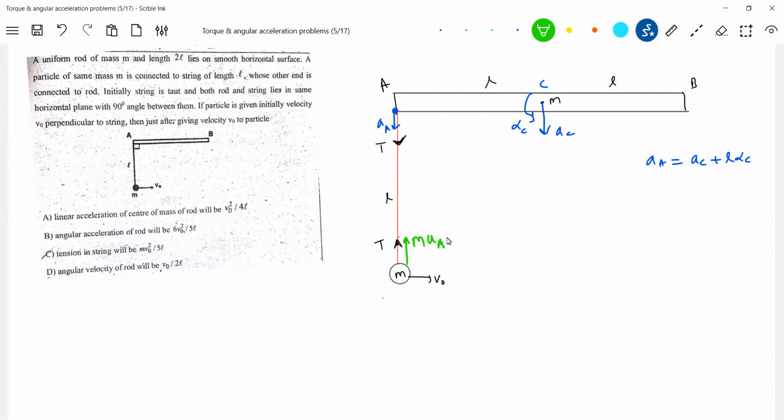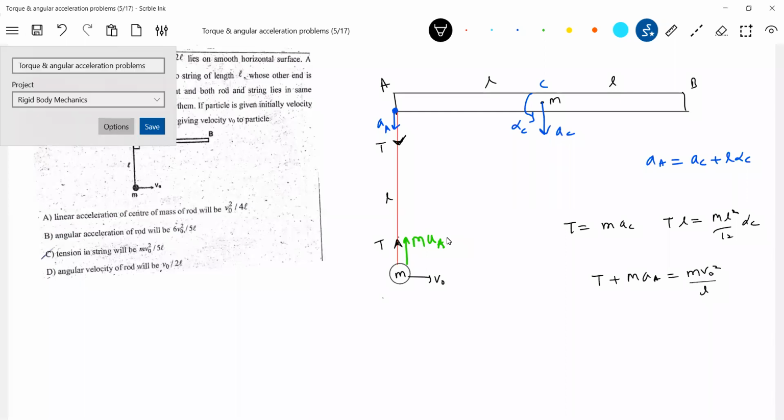This much is what you have to analyze. First, what are the equations? We'll write T is equal to M AC on the rod. At the same time, it will also set up a torque. T into L is equal to ML square by 12 into alpha C. This is for the rod. For the particle, what is the equation you can write? T plus pseudo force should be equal to M V naught square by L. Solving these two, we'll get all the unknown things. Oh, problem is over.